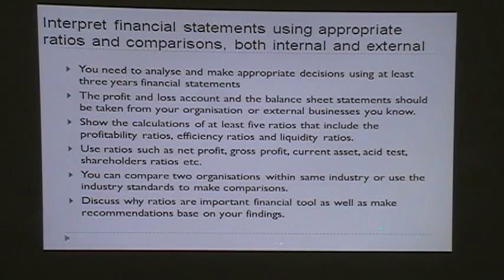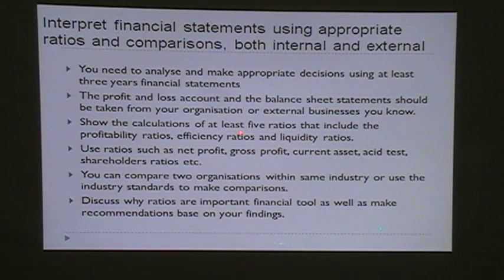The last part of this Unit 2 is to interpret financial statements using appropriate ratios and comparisons, both internal and external as well. First, you need to analyze and make appropriate decisions using at least 3 years of financial statements. The profit and loss account and the balance sheet should be taken from your organization or external businesses you know, because this is where you derive most of the information you need for your ratio analysis.